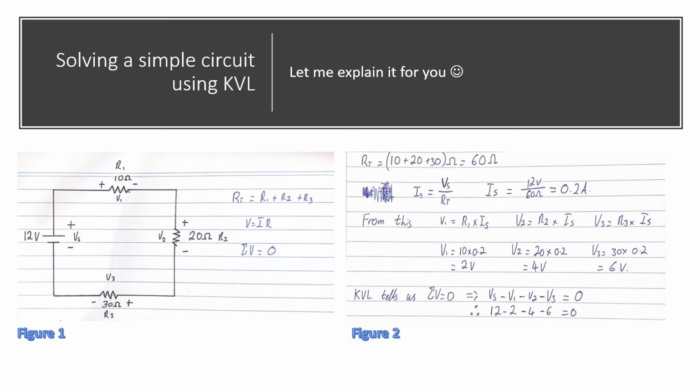We could rearrange the equation to equal the source voltage, but in this case there is no need, as we minus the 3 voltages from the source voltage to obtain 0. Therefore, proving Kirchhoff's voltage law.